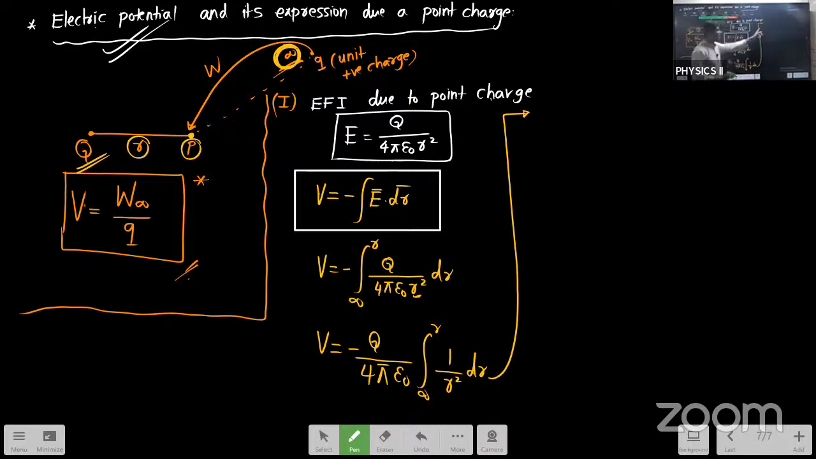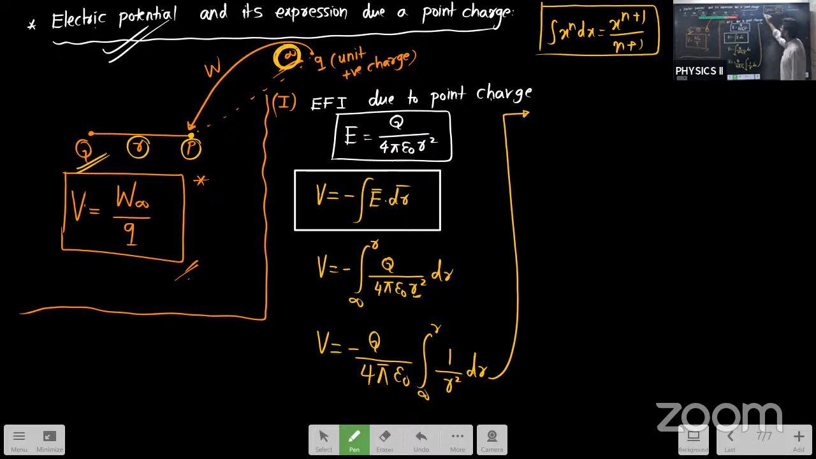Let me solve the remaining part here. Everyone carefully see here. I hope everyone knows the formula for integration of x power n dx. What will be the answer? It will become x power n plus 1 divided by n plus 1. I hope everyone remembers this formula. If you are able to remember this formula, then only you can solve this.